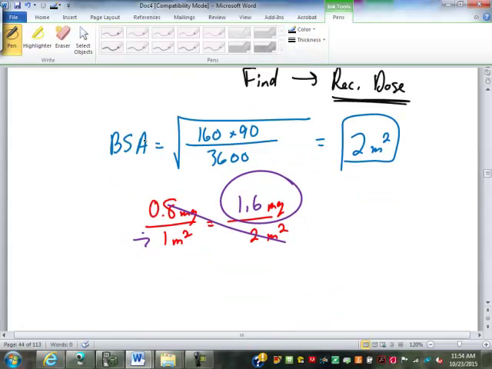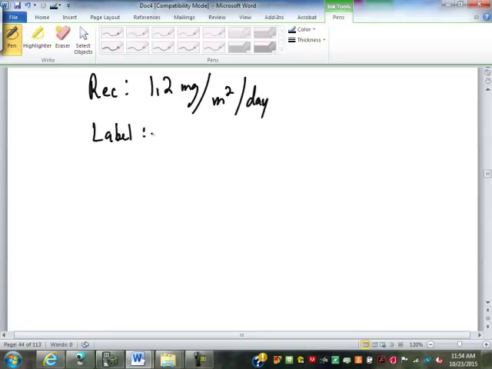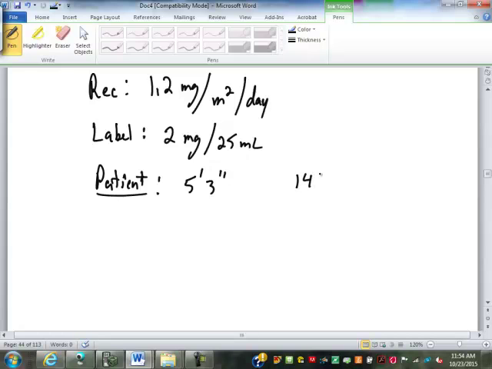You may have learned by now that we always make it worse. There's always another step. So let's say the recommendation is 1.2 milligrams per square meter per day. The label says 2 milligrams per 25 milliliters. Our patient is 5'3" and 140 pounds.